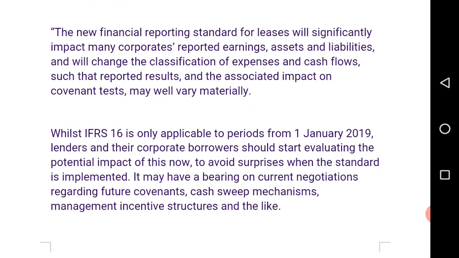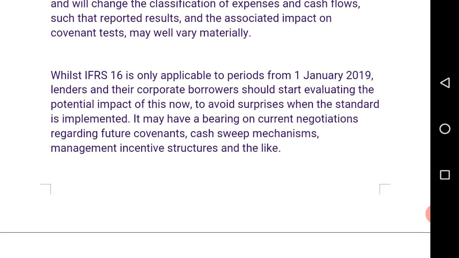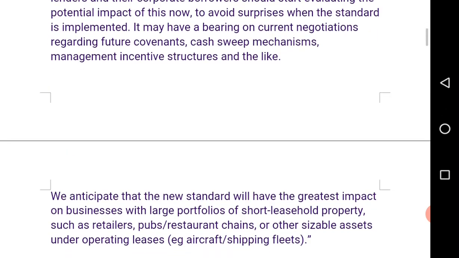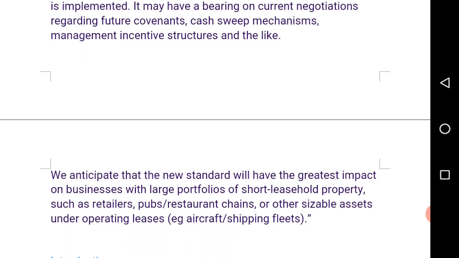Now it's implemented, it may have a bearing on current negotiations regarding future covenants, cash sweep mechanisms, management incentive structures, and the like. We anticipate that the new standard will have the greatest impact on businesses with large portfolios of short leasehold properties, such as retailers, pubs/restaurant chains, or other sizable assets under operating leases.